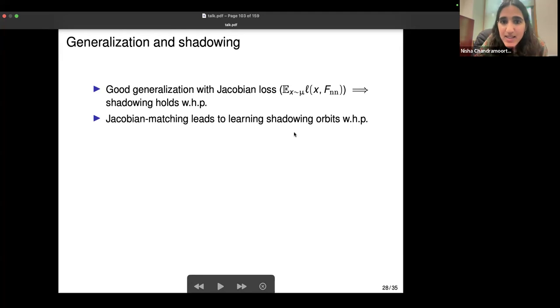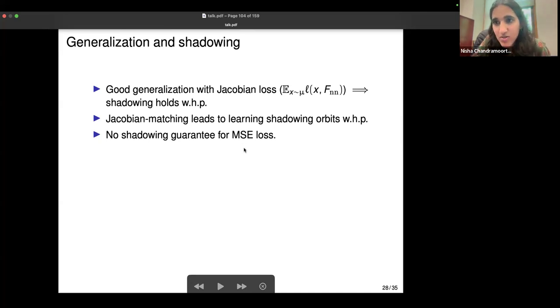The idea is basically that classical proofs of shadowing do involve the perturbed dynamical system being close in C1 norm. And this does happen if you train with Jacobian loss. With high probability, this happens, and therefore we can get shadowing with high probability. But you cannot get guarantees of shadowing for just training with the mean square error.